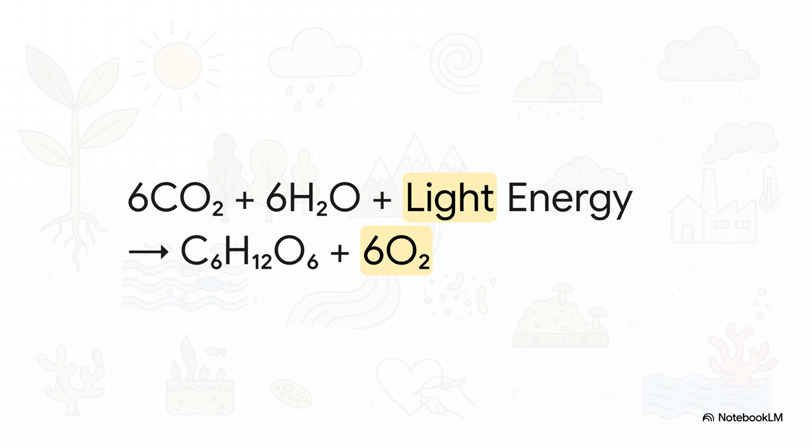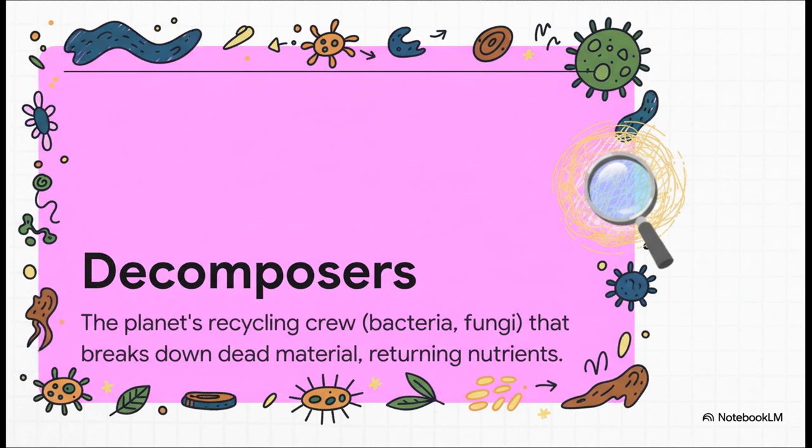Simple as that. But what happens when things die? That's where the decomposers come in. You can think of them as the planet's essential cleanup and recycling crew. Fungi and bacteria break down all the dead stuff, returning crucial nutrients to the soil so new life can grow. They're the ones who close the loop.